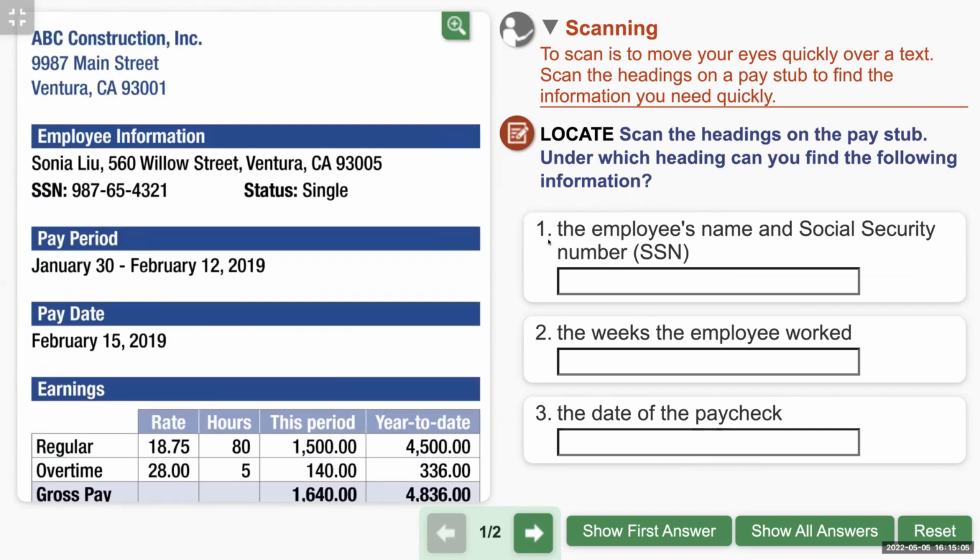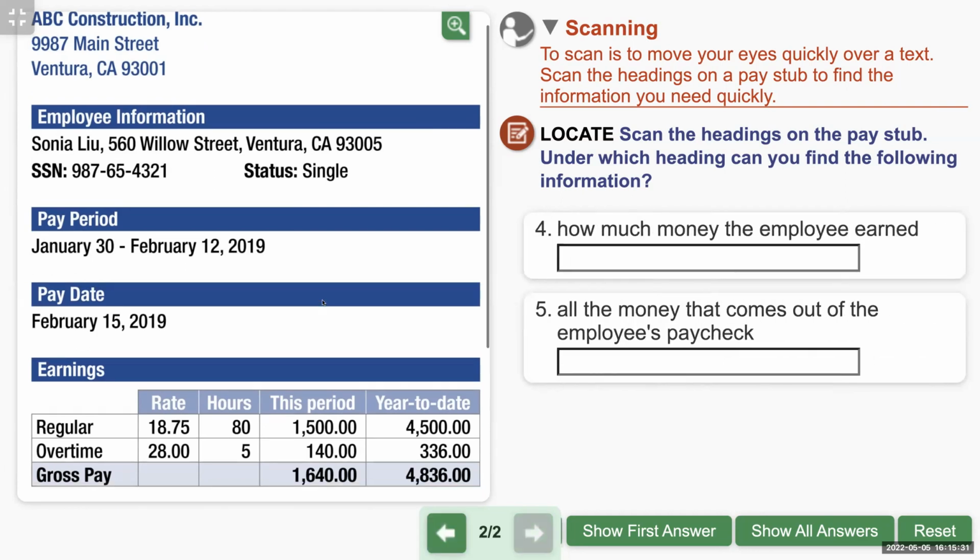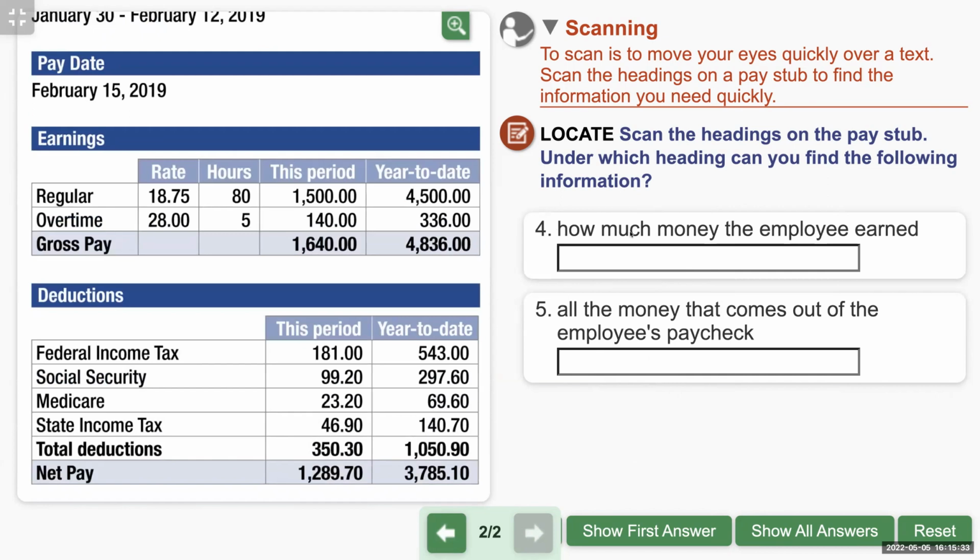So since we went through all of this information, I want you to take the time to look at this. Tell me the Social Security number. That's the first thing. Please locate it here. Tell me the weeks the employee worked and the date of the paycheck. So please put pause so that you can answer 1, 2, and 3. Let's look at 4. I want you to tell me how much money the employee earned. And I want you to also tell me all the money that comes out of the employee's paycheck. And you can put pause now.